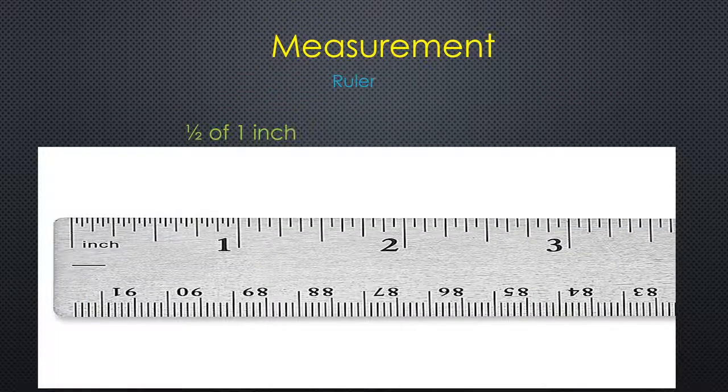Measurement, as you know, uses a pretty familiar object that you are probably aware of. It's a ruler. You can see the 1 inch, but I want to show 1/2 of an inch. So right there we have a half. This line right here is halfway between 0 and 1, so it is 1/2 an inch.